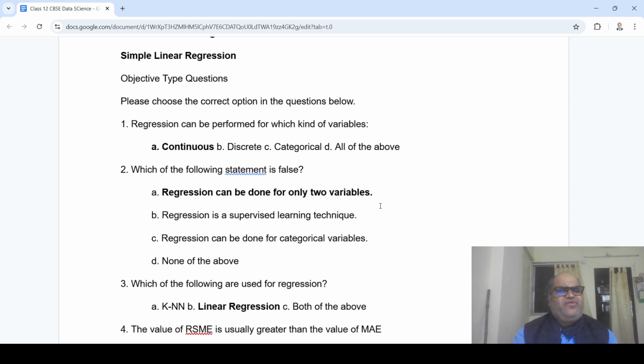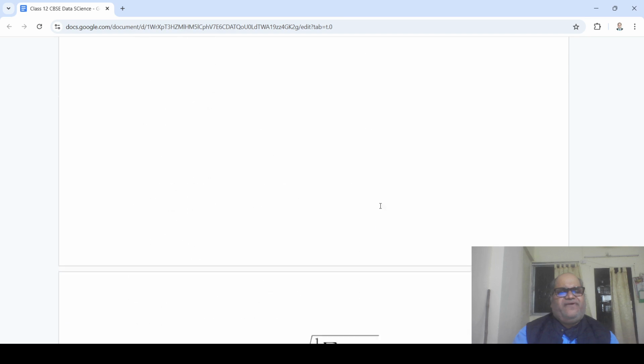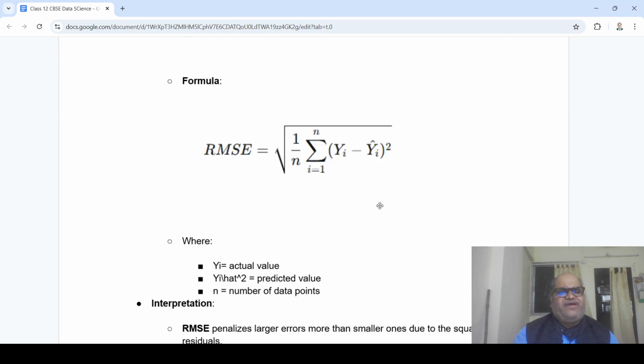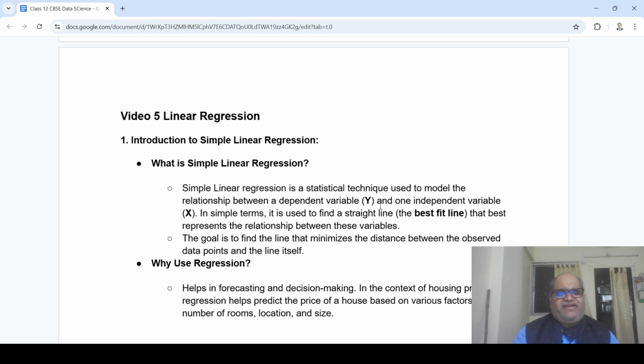Yeah, so let's look at some of the common questions that you can expect. We'll look at some of the objective type questions. So say, regression can be performed for which kind of variable? If you go and look at our definition of simple linear regression, this is a modeling technique that helps model the relationship between a dependent variable and one independent variable. And the dependent variable here is not discrete.